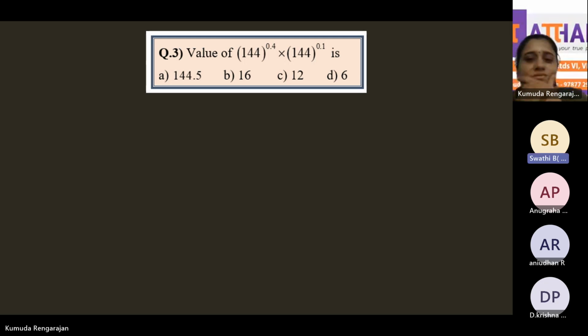Option C, 12. Correct. Correct, Swati. Very good. Yeah, it's time, actually. No, okay, finish writing the question. Okay, fine, I'll give you some more time.